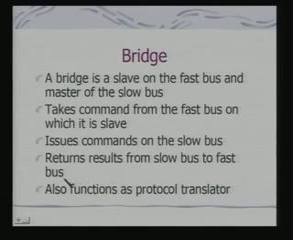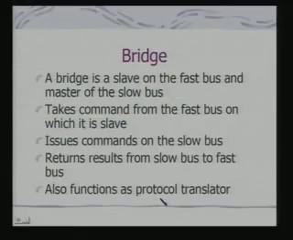Its basic responsibility is returning results from the slow bus to the first bus, as well as putting something from the first bus onto the slow bus. It also functions as what is called a protocol translator, because I can have the two buses working with different transaction protocols. So a request from one bus has to be translated into a request compatible with the protocol of the slower bus. That translation is also carried out by the bridge.